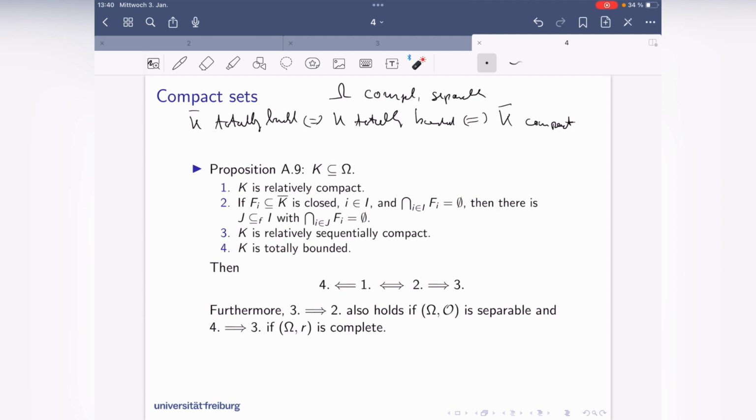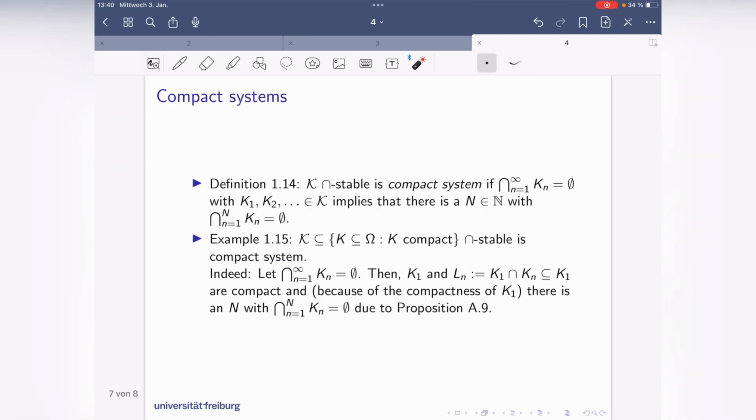And if this thing here is compact, which is now K1, then I have that the intersection of finitely many is already also the empty set. So I can find a capital N such that the intersection of the Ln's is already the empty set, but the intersection of the first capital N Ln's is just this here. And therefore I have this property, which is exactly what I need for the system to be compact. So, not surprising, the set of compact sets is a compact system.